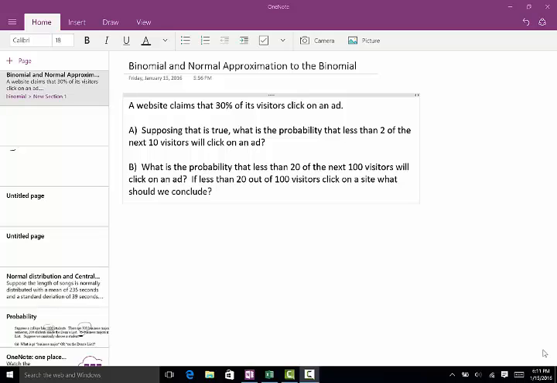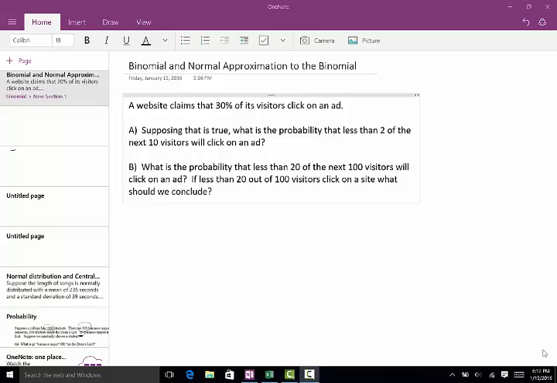I'm Professor Miller at BMCC, and I'm going to teach a little lesson about the binomial probability distribution and the normal approximation to the binomial. The website claims that 30% of its visitors click on an ad. So what is the probability that less than 2 of the next 10 visitors will click on an ad?